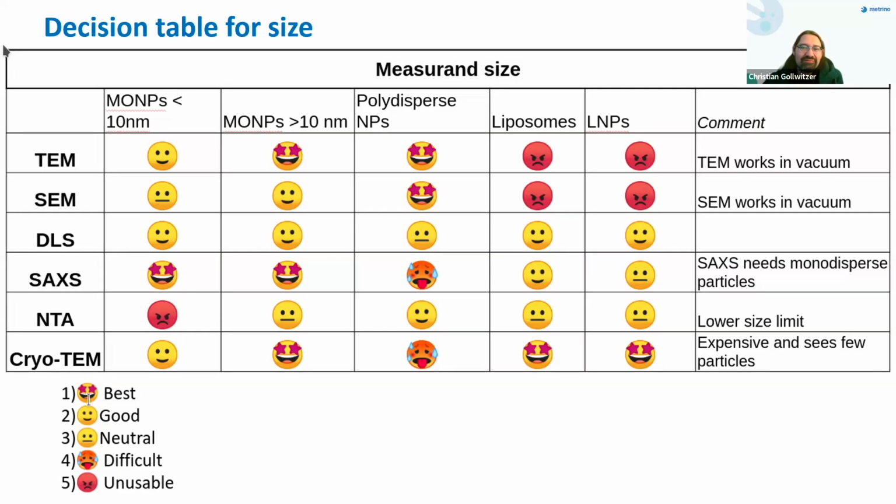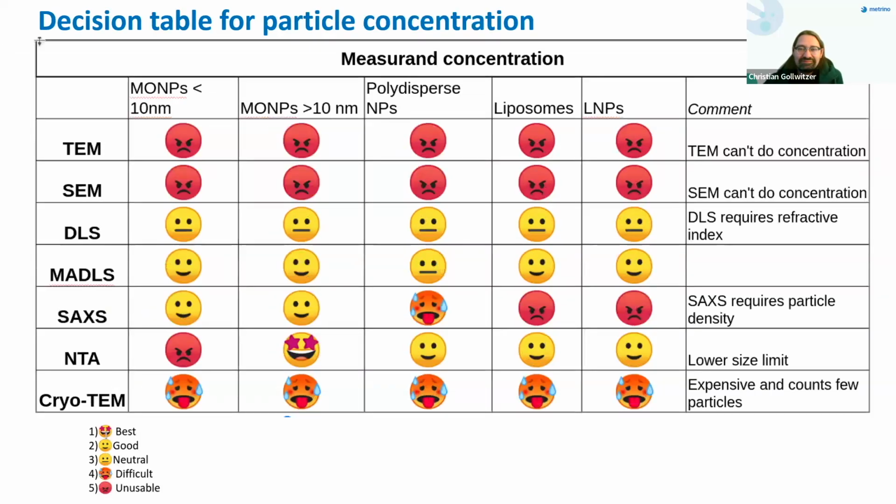And we have a similar table also made for concentration. So for concentration, it's much angrier because there are not so many methods which can reliably measure concentration. For example, electron microscopy doesn't have any way to measure concentration. Would be very good, and it's currently being developed in one of the follow-up projects, but at the moment it's not available.